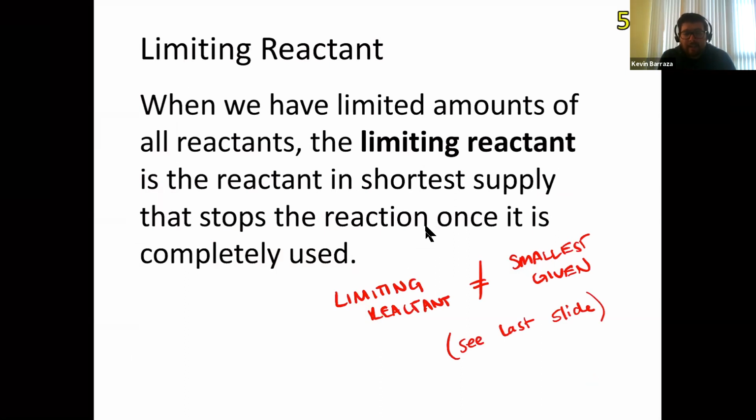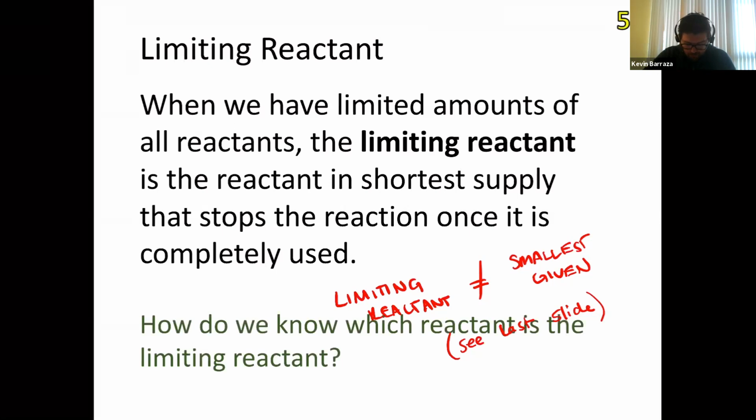But that's not always the case because we don't just take into account how much we start with. We take into account how much the recipe calls for as well. And so we'll see that there's sort of a formulaic way to figure out which is my limiting reactant, which one gets used up. And so that's going to require sort of a conversion to allow us to do that. Oh, how do we know which one is the limiting reactant? Whoops.